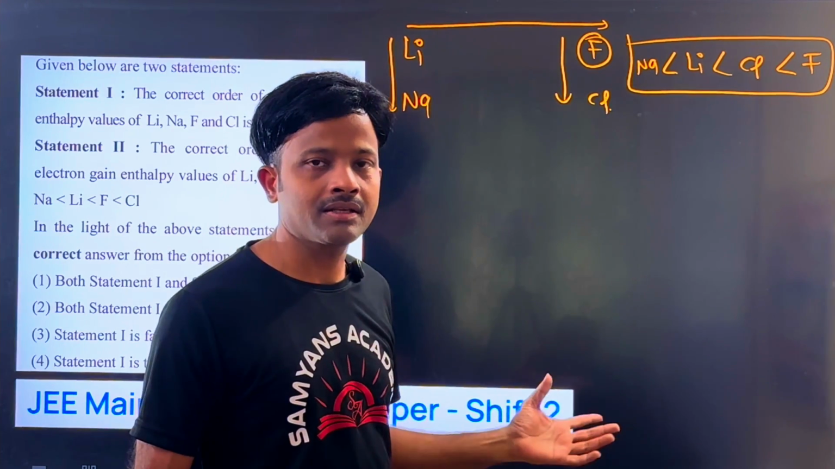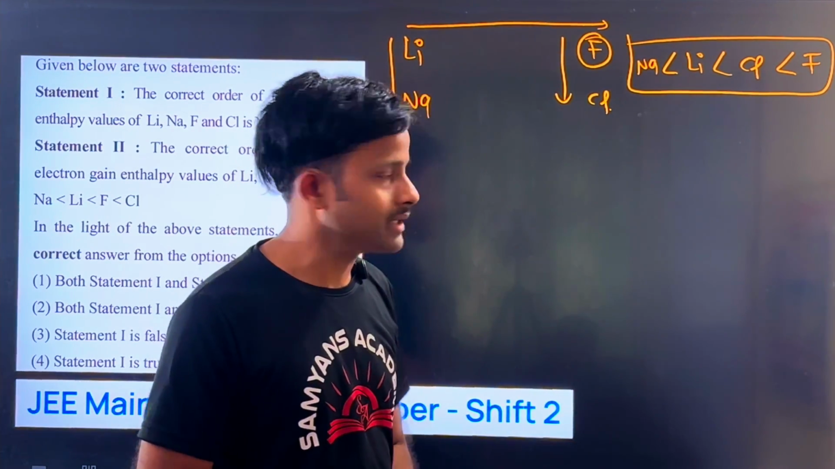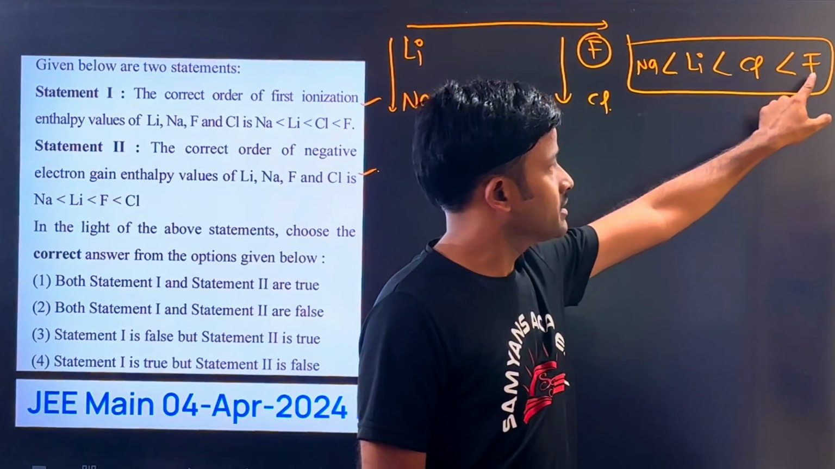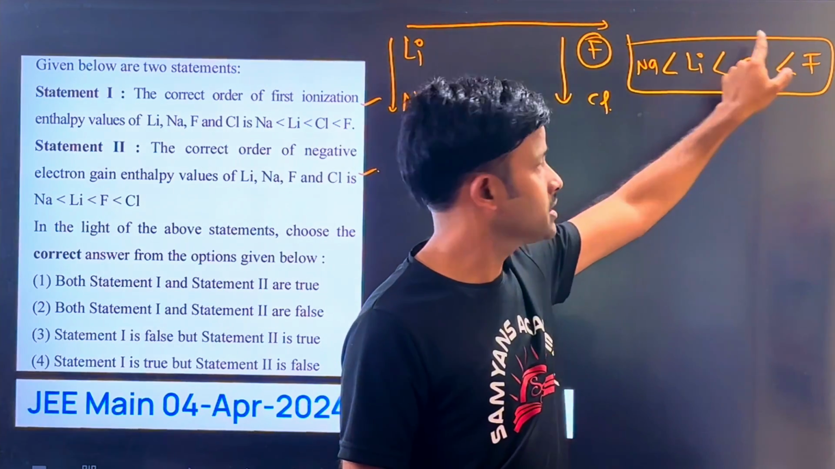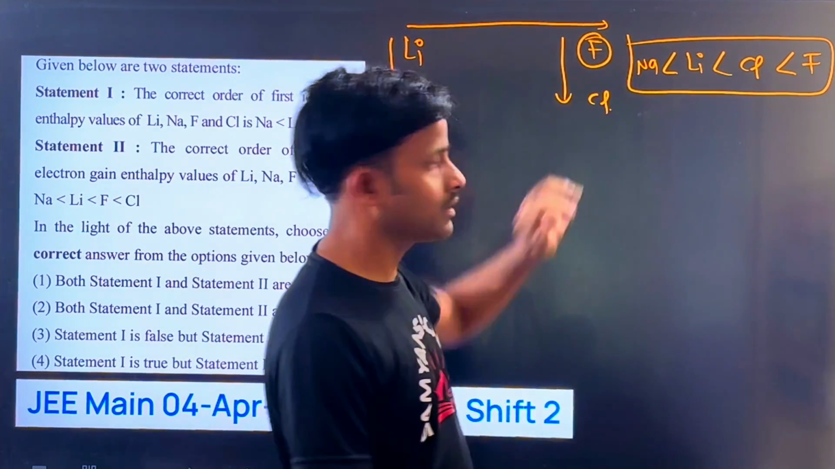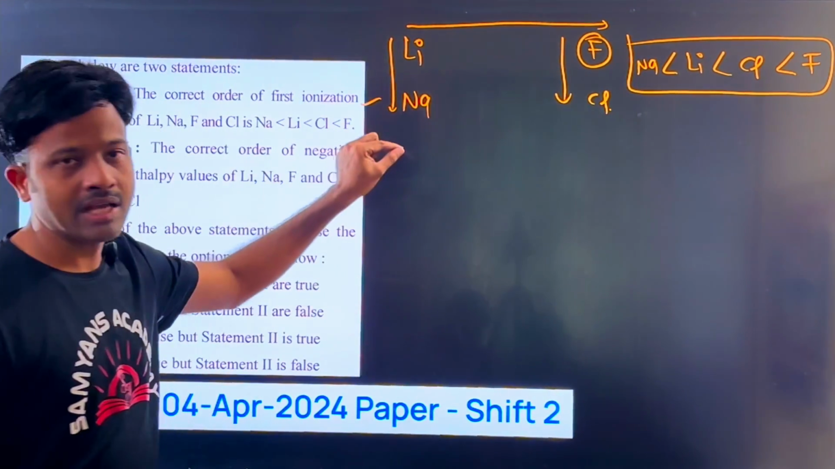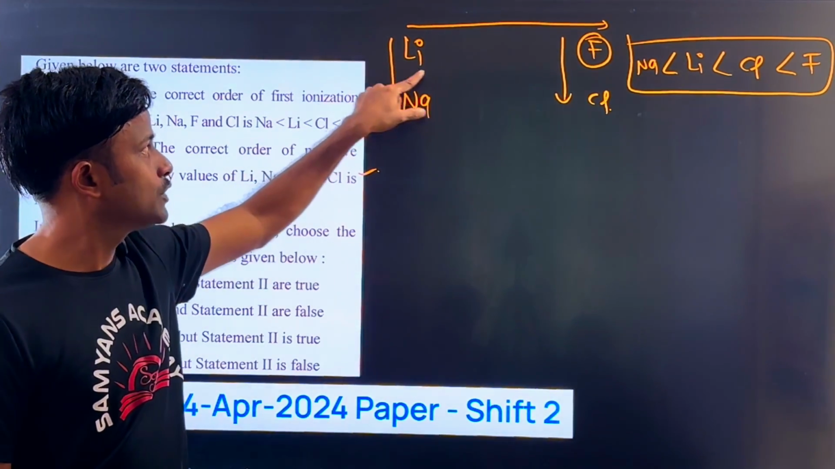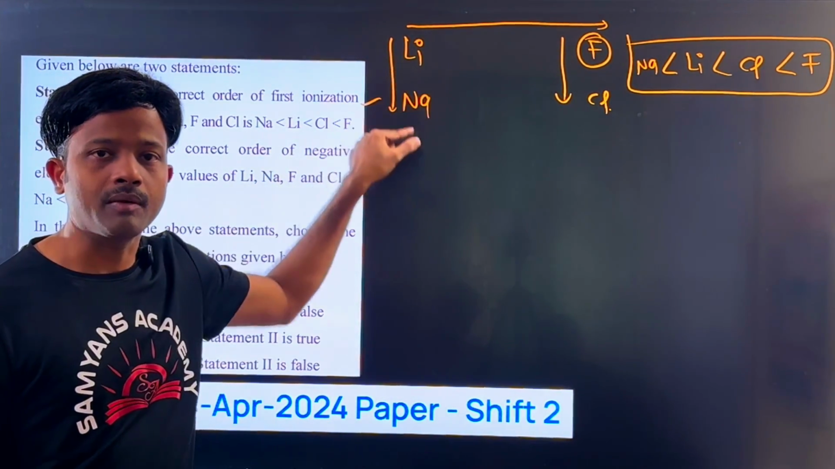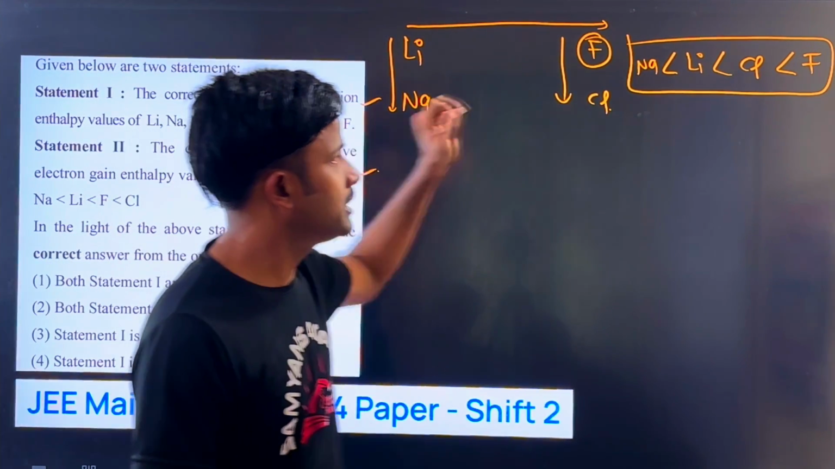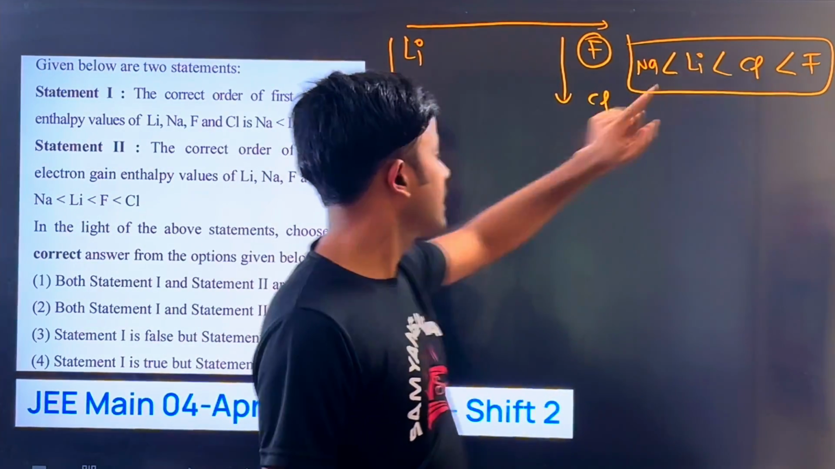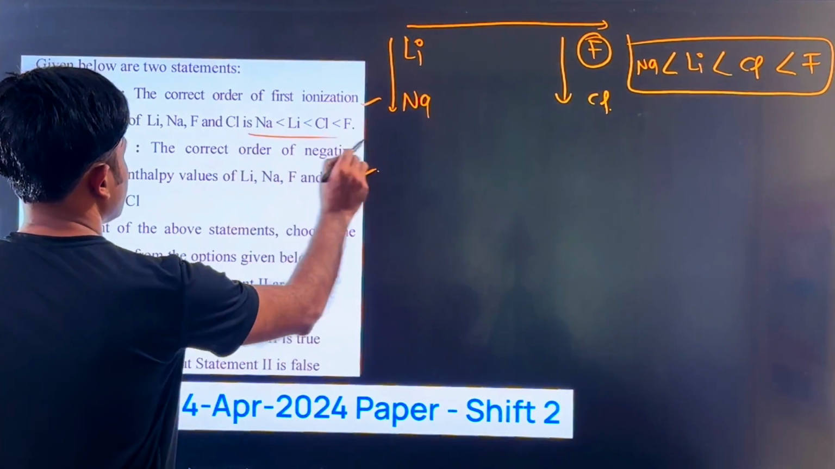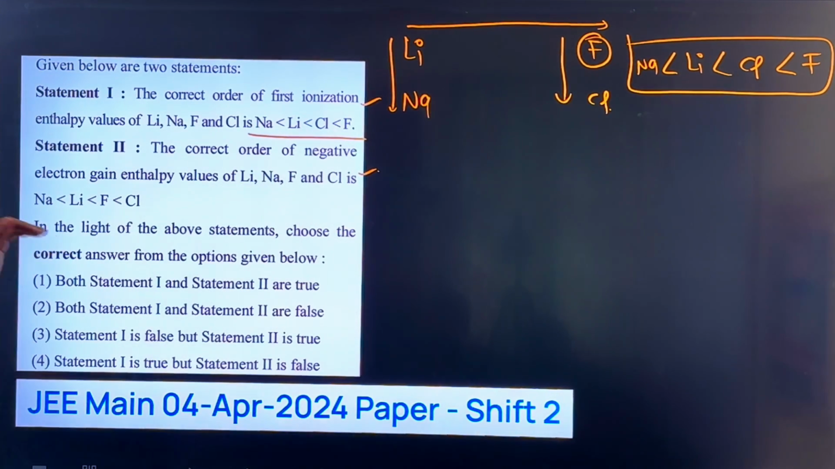If size increases, ionization energy values decrease, right? That means fluorine has more ionization energy than chlorine. In these two elements, which one is lesser in size? Lithium has lesser size, so it has more ionization energy compared to sodium. Okay, the order is this one. So the order given here is the right order. Statement 1 is true. Then we also have to check statement 2.